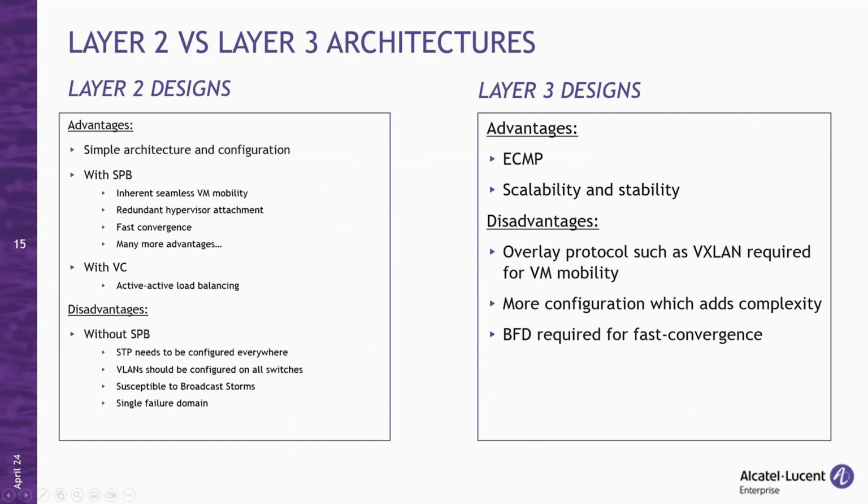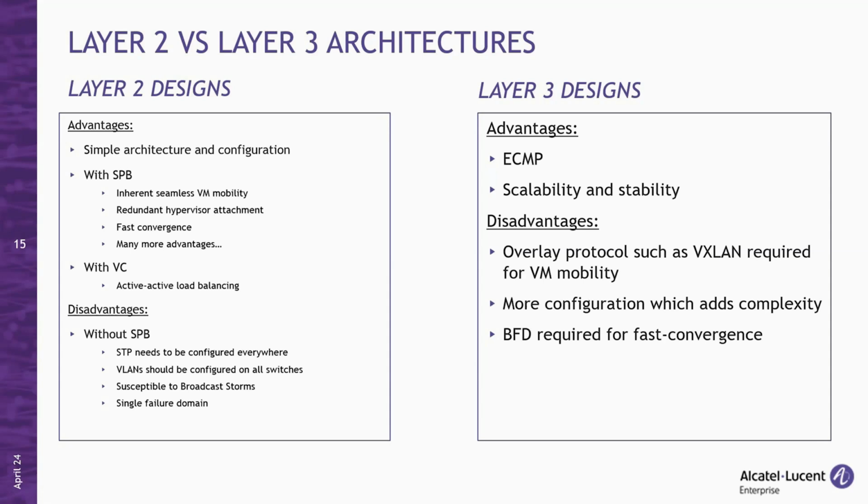So here's a quick summary comparison with pros and cons for layer 2 versus layer 3 architectures. Advantages of layer 2 designs are simple architecture and configuration, and SPB makes it actually much easier. It has inherent seamless VM mobility. You can attach multiple hypervisors with link aggregation. It has fast convergence and many more advantages.